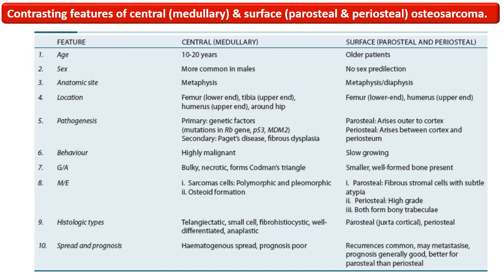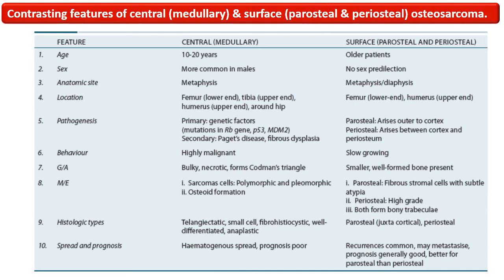There are certain histological variants of this central variety: telangiectatic, small cell, fibrohistiocytic, well differentiated, and anaplastic variety, while the surface osteosarcomas are parosteal and periosteal. The parosteal is also termed juxtacortical.